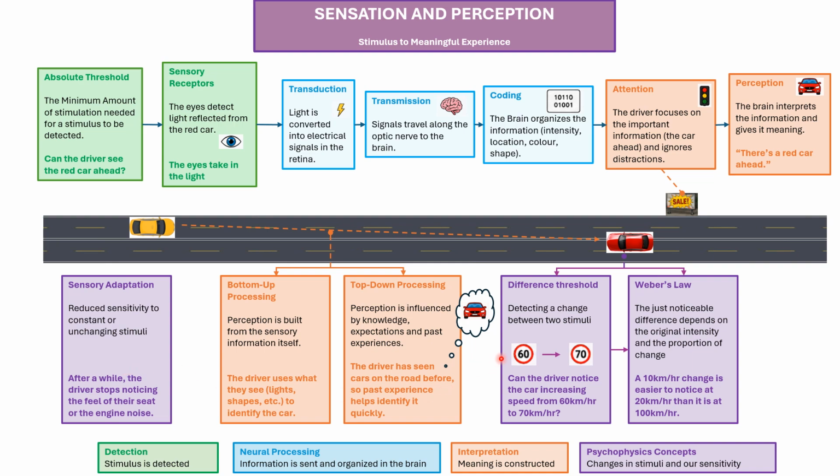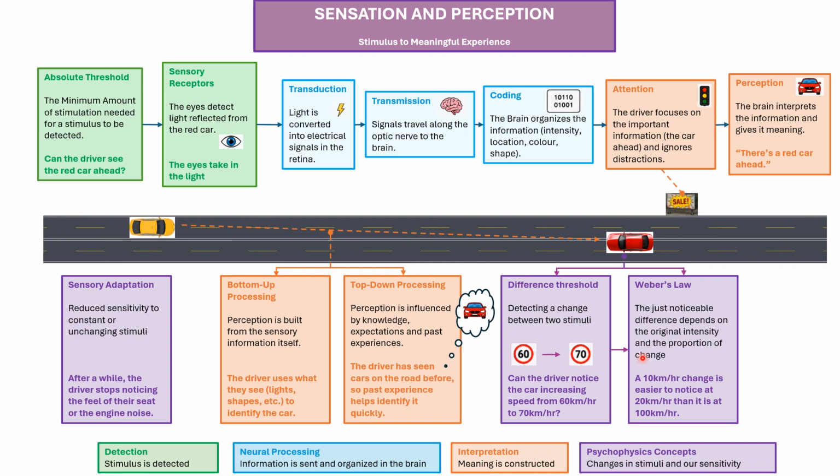Difference threshold refers to our ability to detect a change in a stimulus, such as another car increasing in its speed. This concept is closely linked to Weber's law, which states that the amount of change needed to be noticed depends on the original intensity of the stimulus. Therefore, it is relative to the original intensity.